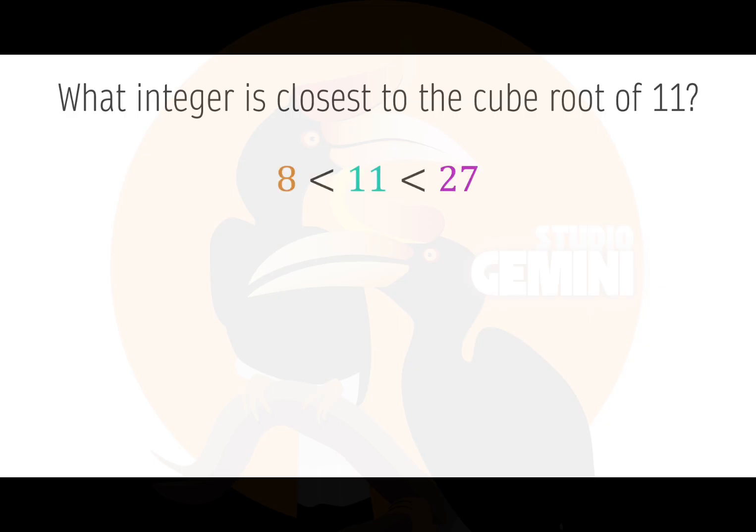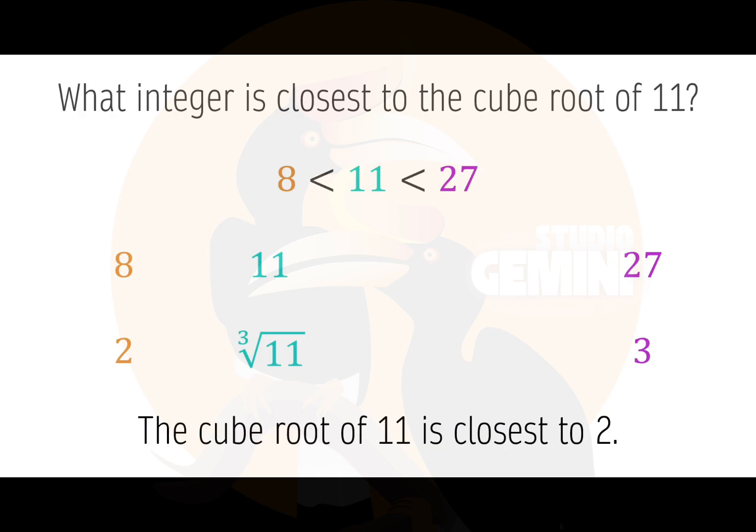8 is less than 11 is less than 27. 11 is much closer to 8 than 27, so we would expect that when we take the cube root, that will stay true. The cube root of 11 will be closer to 2 than 3. And so 2 is the closest integer to the cube root of 11. You can check this with your calculator. The cube root of 11 is about 2.22, which means that both of our estimates were in the right area. 2.22 is between 2 and 3, and is closer to 2 than to 3.